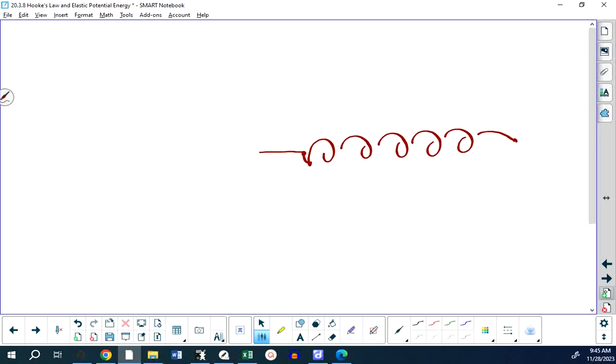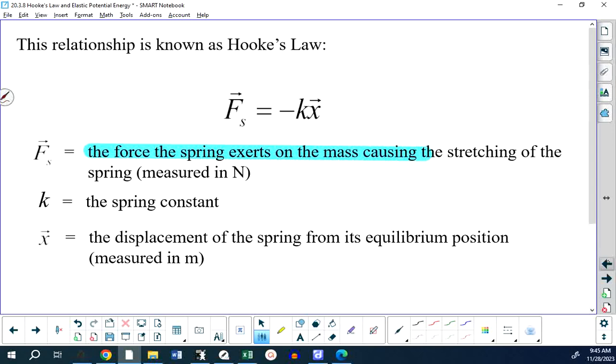I can also take and apply a force upward and squeeze the spring, and it's going to want to spring back down. So when I apply a force upward, I'm creating a positive displacement, but the spring is pushing in a negative direction. So if I pull it this way, the spring wants to pull back. If I squeeze it this way, the spring wants to push back. It's always pushing or pulling in an opposite direction. So that is the only reason why we have that negative.